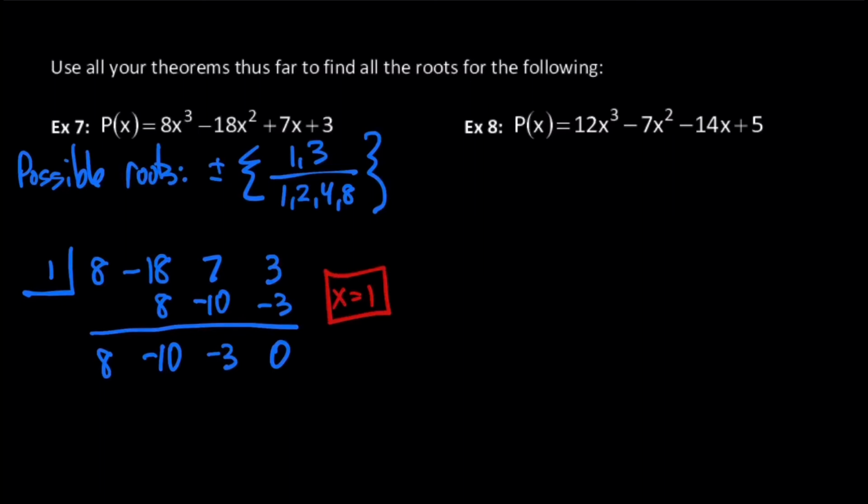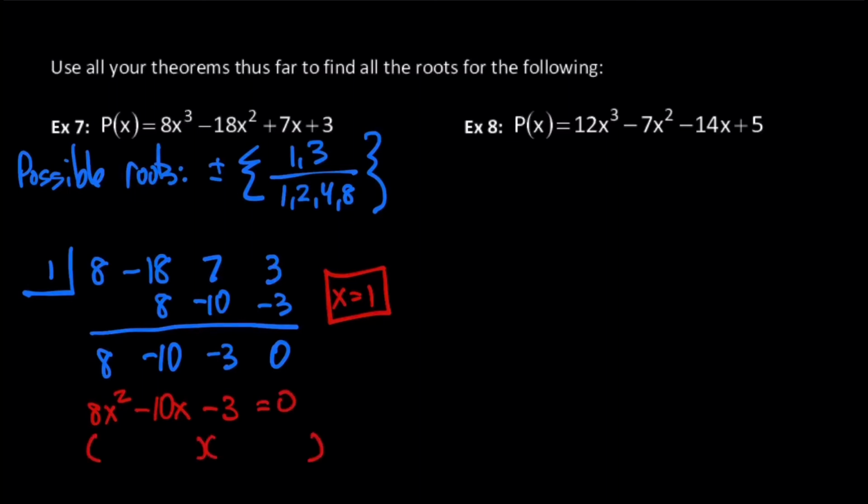Now, again, because I started with a cubic and I depressed it one degree, this is now a quadratic. It's 8x squared minus 10x minus 3. There it is. Now what I need to do is factor that, hopefully. If not, it's going to be a little bit more work. I have to do the quadratic formula or complete the square to find the other roots. So this will give me 8x squared minus 10x minus 3 equals 0.